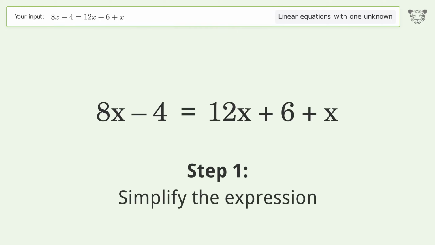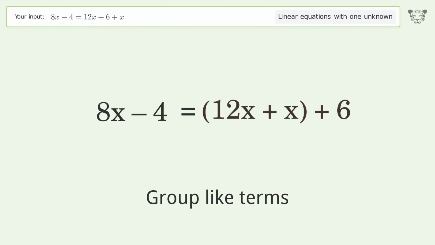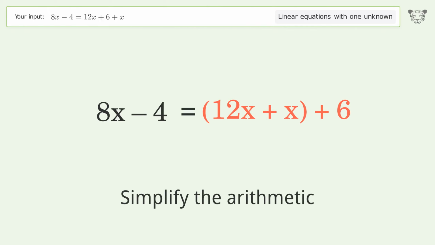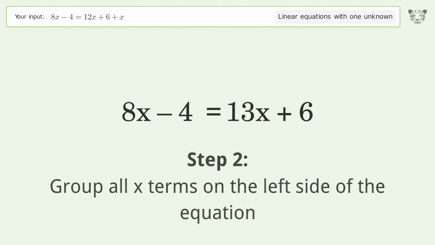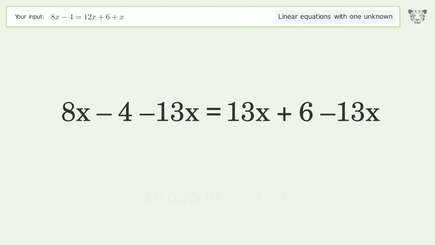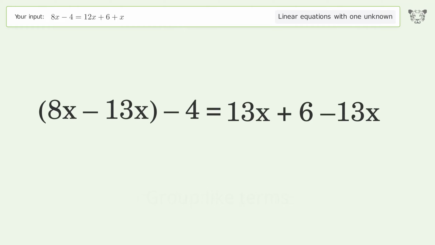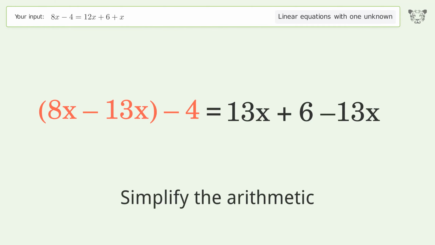Simplify the expression. Group like terms. Simplify the arithmetic. Group all x terms on the left side of the equation. Subtract 13x from both sides. Group like terms. Simplify the arithmetic.